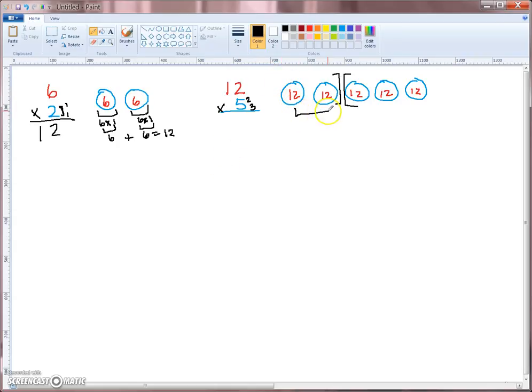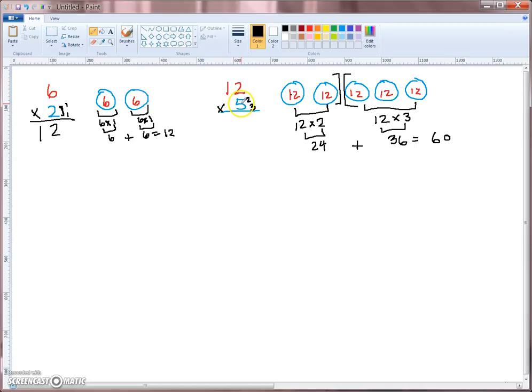This is how many groups? 2 groups times what? 12. There's 2 groups of 12. This one, there's how many groups of 12? 3. Altogether, I have 1, 2, 3, 4, 5. So my answer is going to be the same. So 12 times 2 is 24. 12 times 3 is 36. And at the very end, all 5 groups together, when I add it up, is going to be 60.